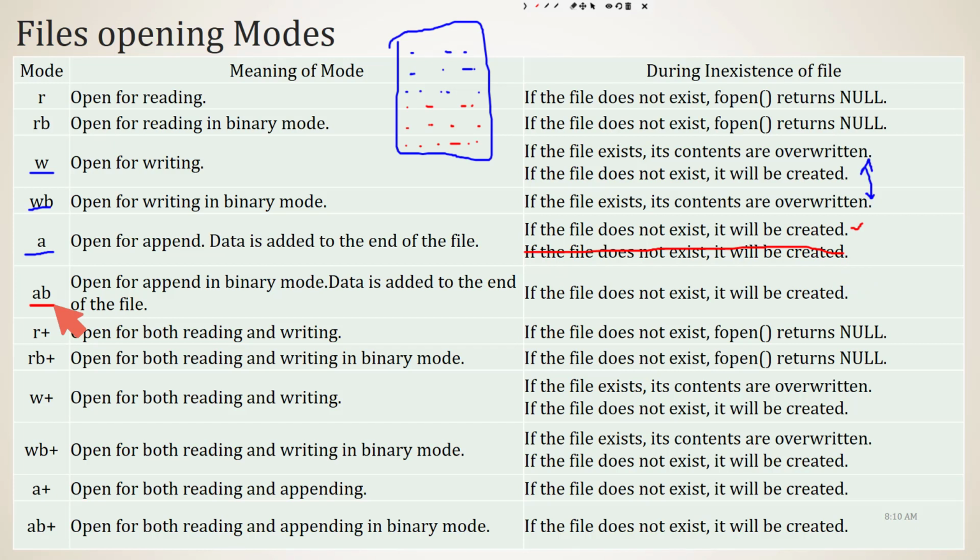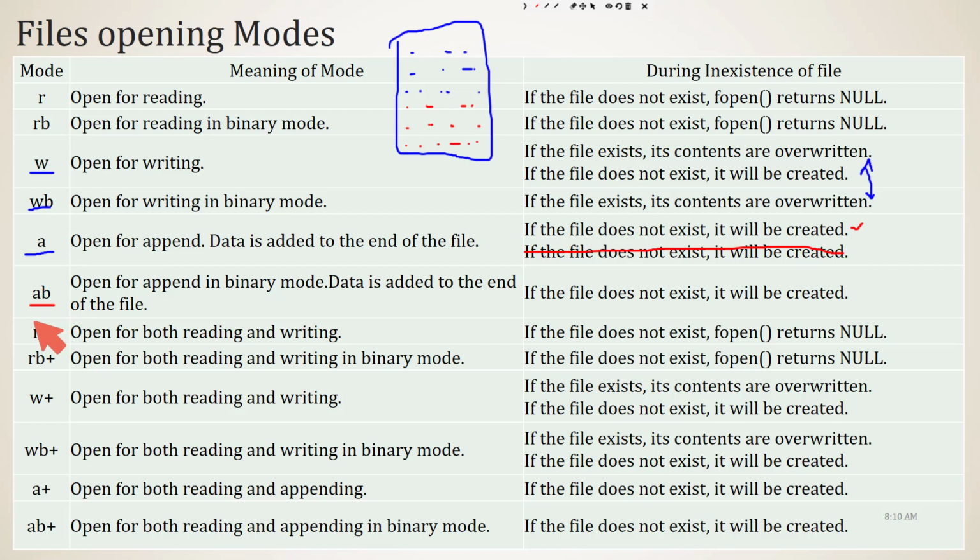Similarly, AB is to append in binary mode. Data is added to the end of the file. If the file does not exist, it will be created. So far we studied R, RB, W, WB, A, AB.